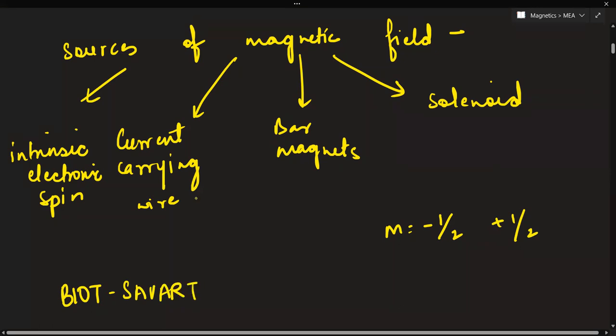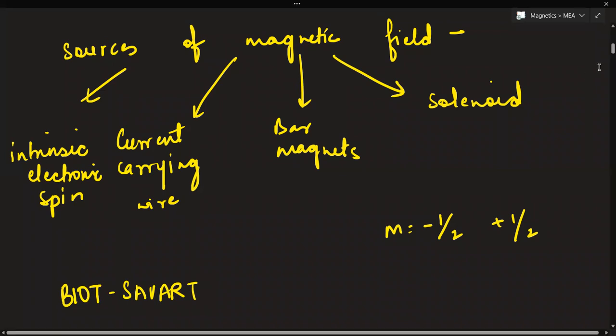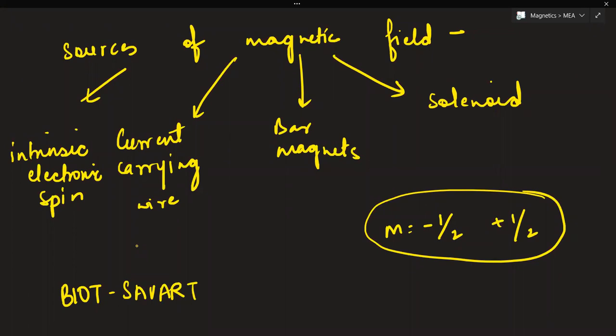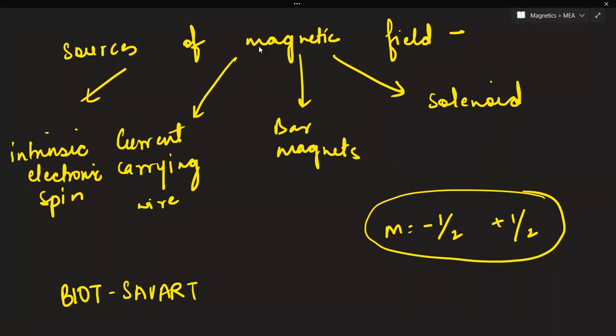Ma'am, by the way, what did you write in the first point? Sources of magnetic field. Sources of intrinsic electronic spin, this one that I was mentioning to you. Minus half, plus half electron spin, that produces a magnetic field. We'll see how the motion of an electron produces a magnetic field. And this topic will extend until EMI also, electromagnetic induction.